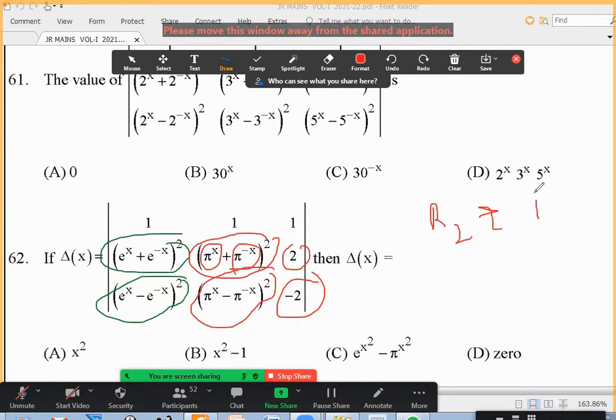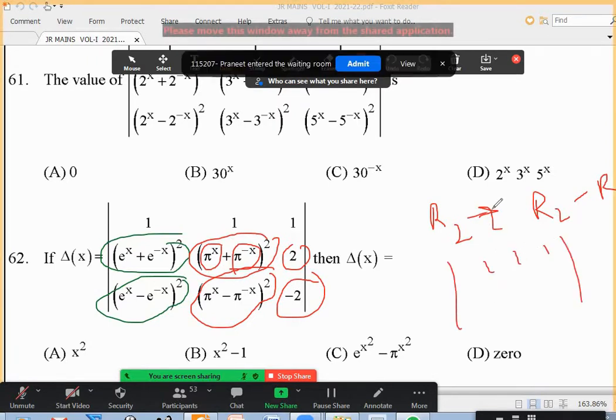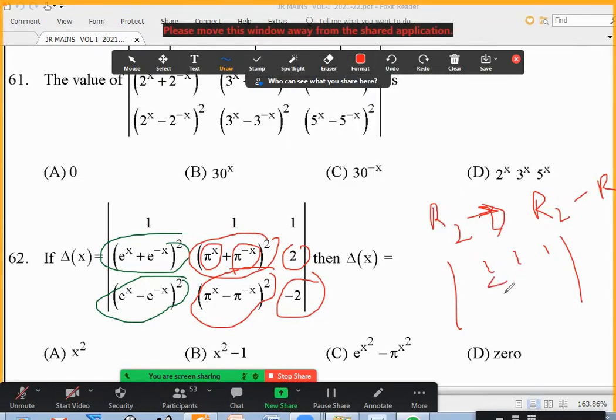R2 as R2 minus R3. Then you will get first row 1, 1, 1, and the second row as 4, 4, 4. If you take 4 common, two rows are equal, so that is 0. The third row remains as it is, nothing to worry about.